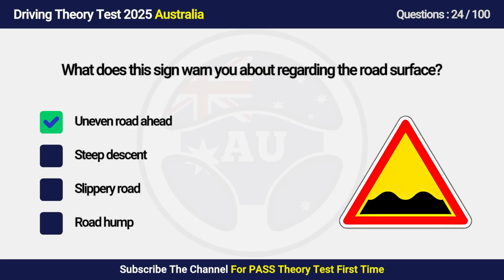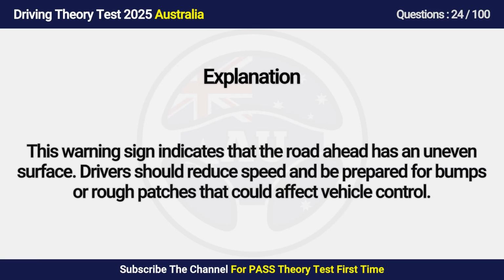Answer is A. Uneven road ahead. This warning sign indicates that the road ahead has an uneven surface. Drivers should reduce speed and be prepared for bumps or rough patches that could affect vehicle control.